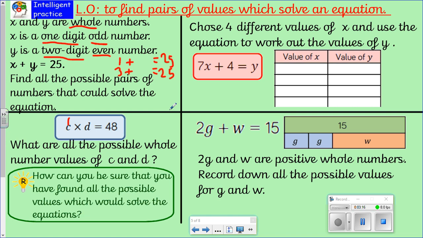Right, next one. Choose 4 different values of x and use the equation to work out the values of y. You can choose whatever values you want for x. You can make this as easy or as hard as you want it to be.